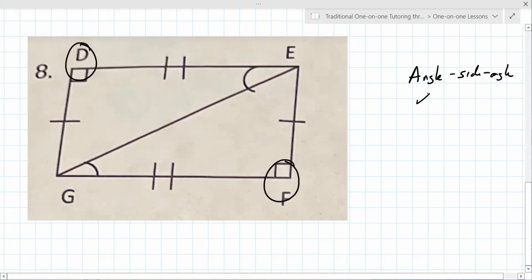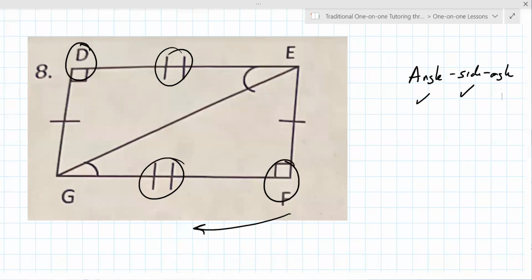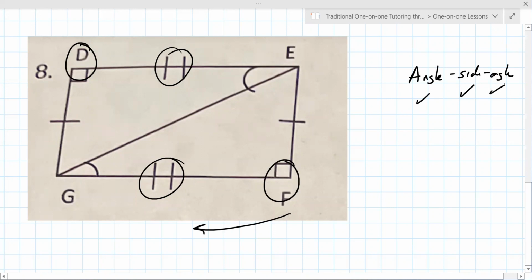And so we're going to move in one direction. Do you see how side GF is congruent to DE? That's your side. So those are congruent. And then you need another angle. See how this angle G down here is congruent to this angle E up here? That's your other angle.